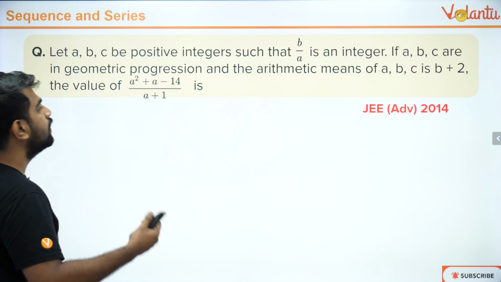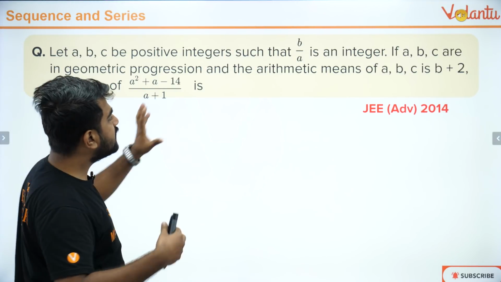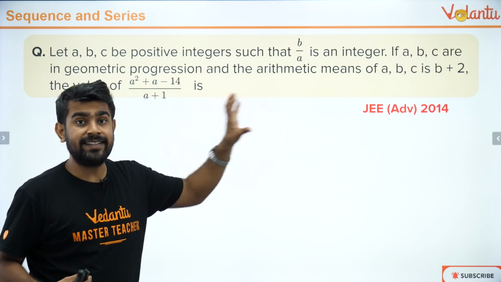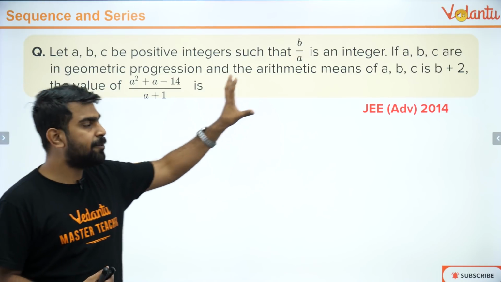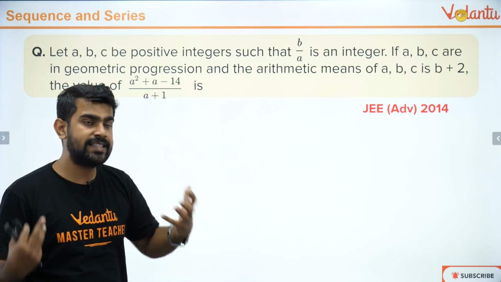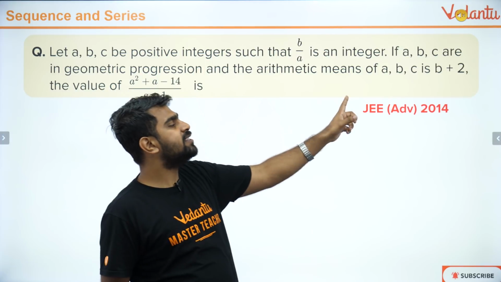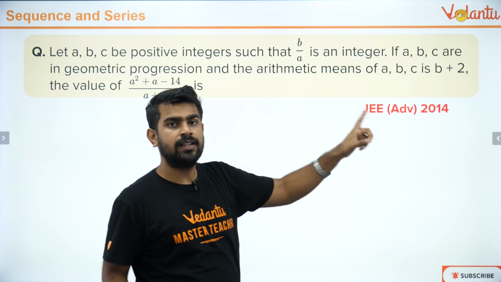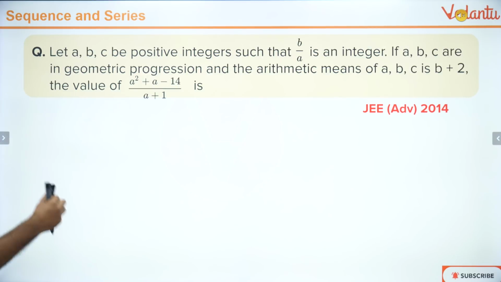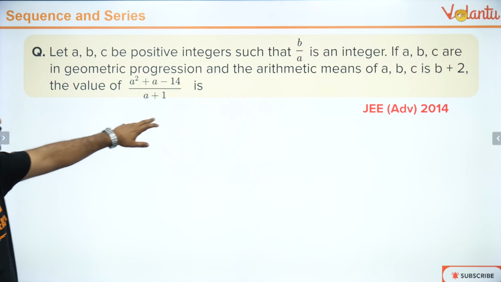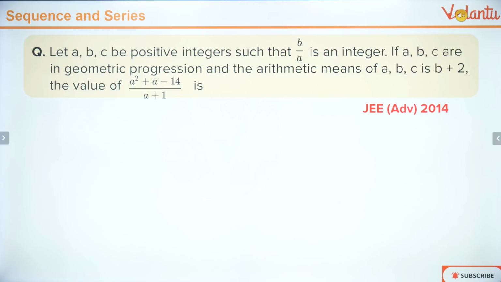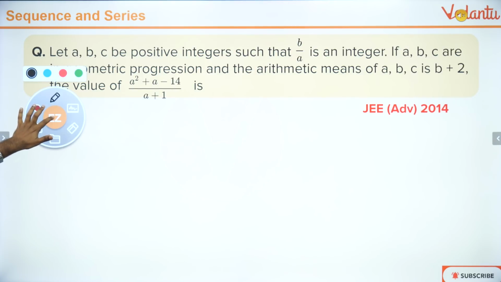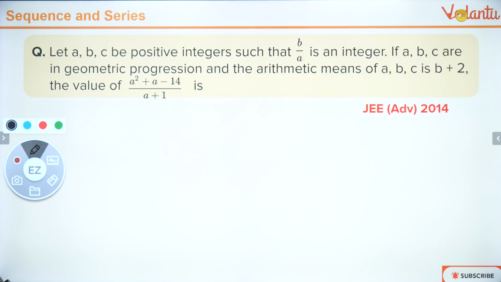Okay. Let's move forward. The next statement is the quantitative one. Using the next statement only I can solve this question. What is that? The arithmetic mean of A, B and C is B plus 2. Then find out the value of this particular expression. Okay. So let's get started. You guys can take a pen and a paper. Please try it out along with me. I would really appreciate and like that.